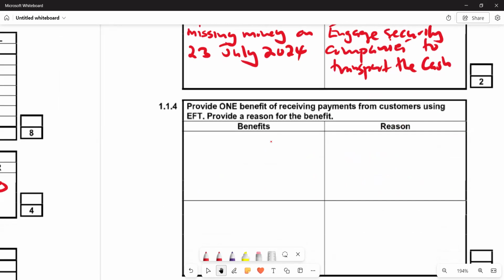Right. Receiving payments from customers using EFT. This obviously will reduce the risk of theft, because when we use EFT, it means you don't have to transport the money to the payment position or to the bank. So in that way, we are reducing the possibilities of encountering incidents of theft. So the benefit is that there is reduces. We can just present it as reduces the risk of theft.